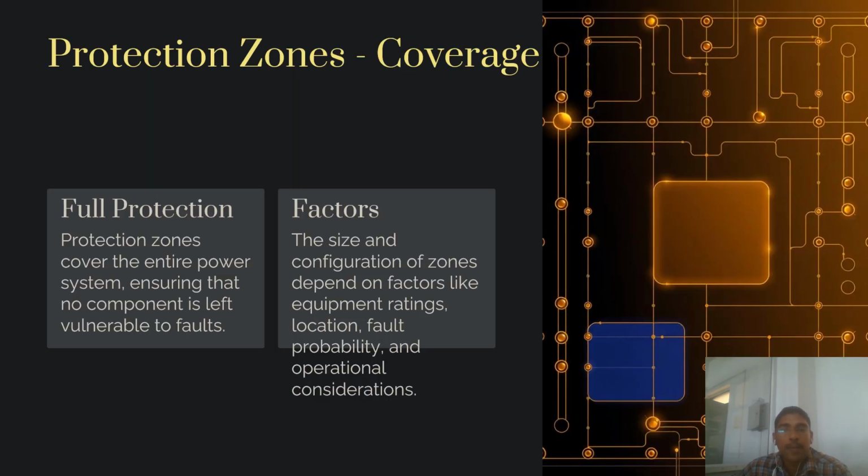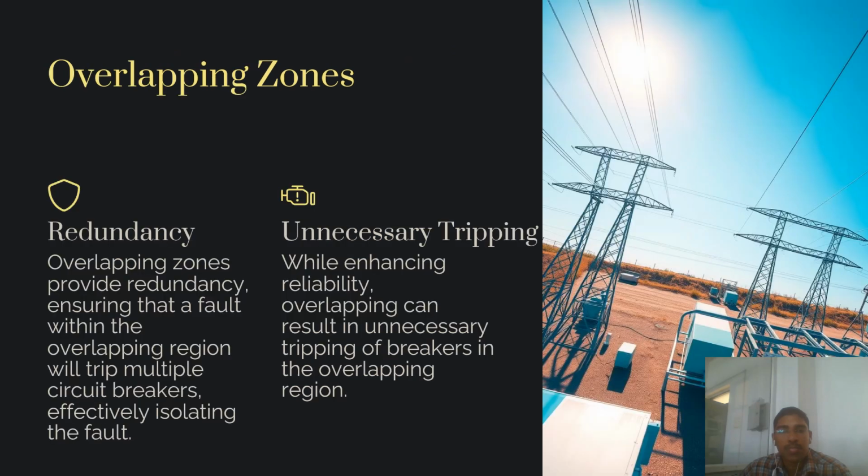As concerned with the major coverage of this protection zone, that is full protection. Another one is factors, what are the considerations. This ensures that all the components are clearly connected within this particular zone, and there is no component left out from this power system protection side. Then apart from that, the factors are quick response, the equipment ratings, fault probability, and operational considerations, all of which are major considerations in these protection zones.